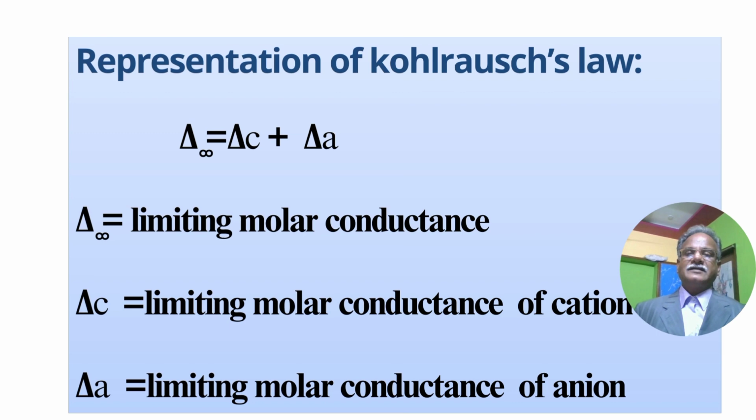One can represent Kohlrausch law as follows. Here, delta infinity is limiting molar conductance. Delta C is limiting molar conductance of cation. Delta A is limiting molar conductance of anion. So, this is according to second postulate of Kohlrausch law. Here, cation and anion contributing the limiting molar conductance of an electrolyte.